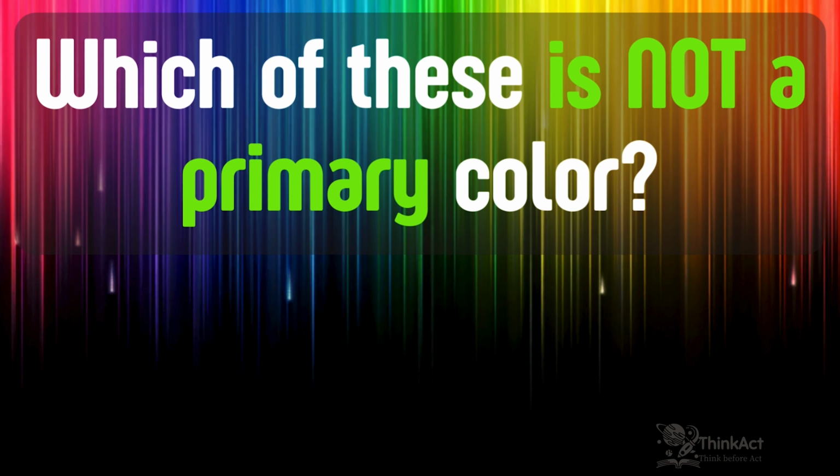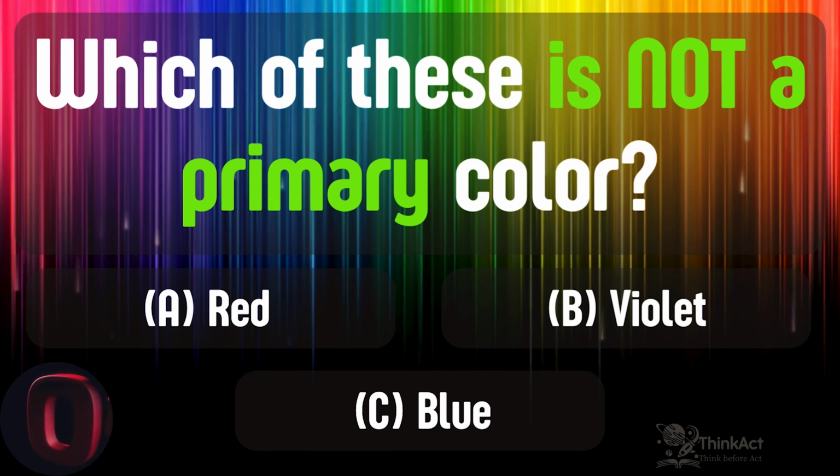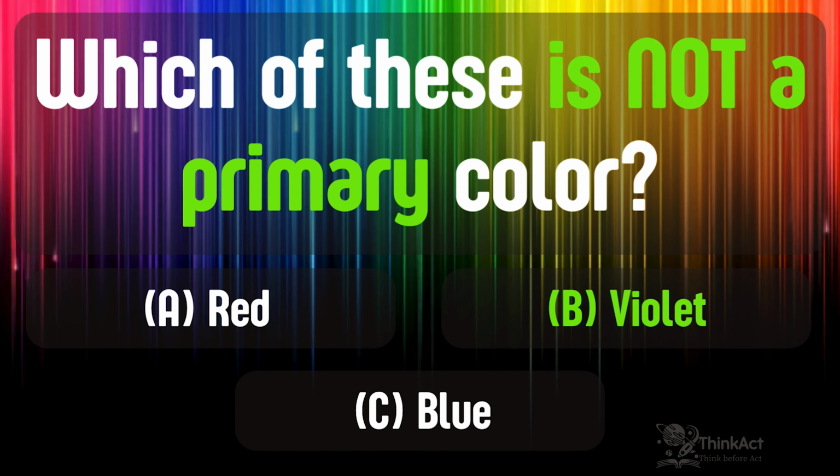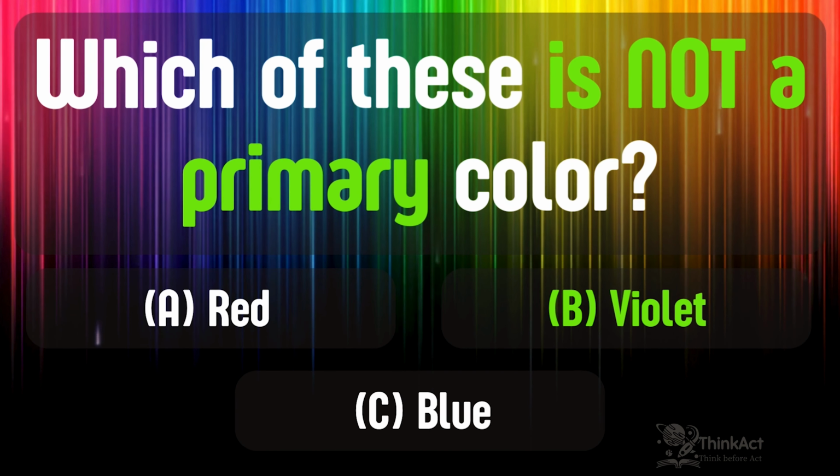Which of these is not a primary color? The answer is option B, violet. Primary colors are fundamental colors that serve as the foundation for creating all other colors in the visible spectrum.